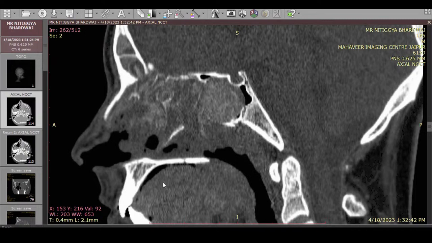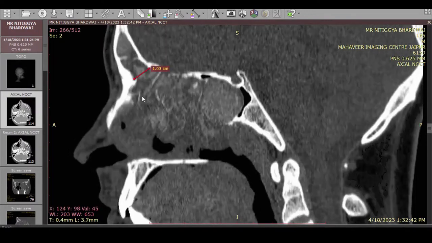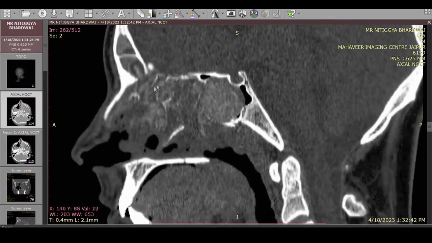One more question related to these Denker's. People complain that after doing Denker's, there is a nasal alar collapse. What is your take on this? Number one, I will show you how to prevent it in one of the cases. Nasal alar collapse will happen only if you go far anteriorly.